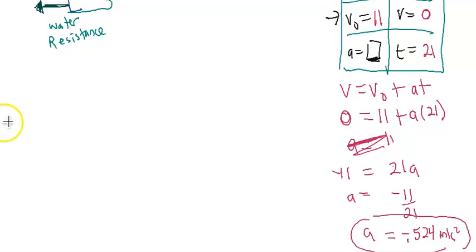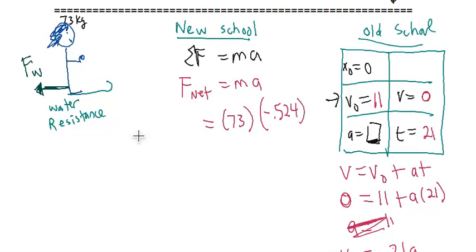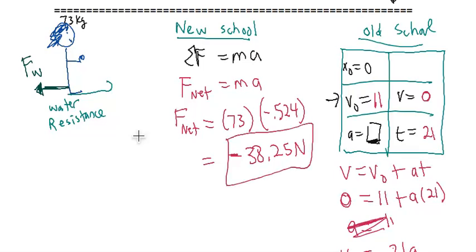So the new school, remember, is F net or sigma F equals MA. Her mass hasn't changed. She still has 73 kilograms of inertia. And keep the minus sign because the minus sign is important. It's going to tell you the direction of the net force. So 73 times negative 0.524 means that the net force on her is pushing her to the left with 38 newtons.